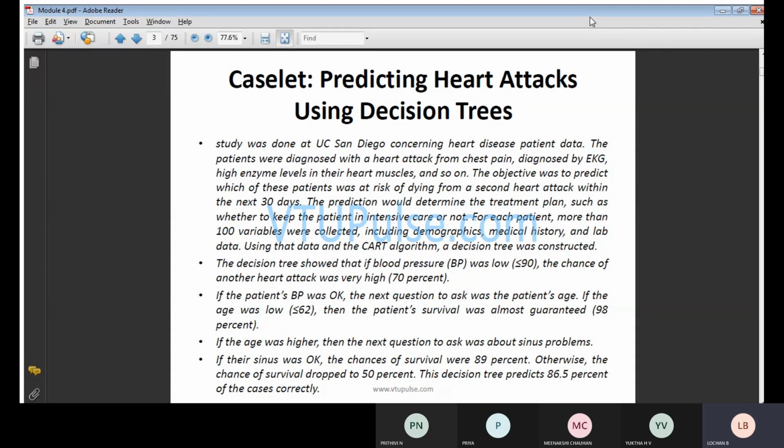For each patient, we will be collecting more than 100 variables, including demographics, medical history, and lab data. Using this data and the CART algorithm, we will construct the decision trees.